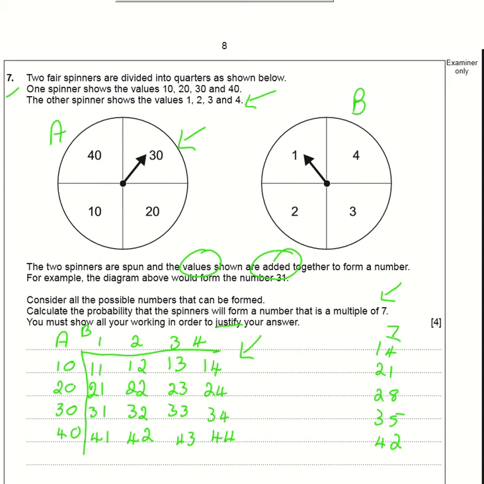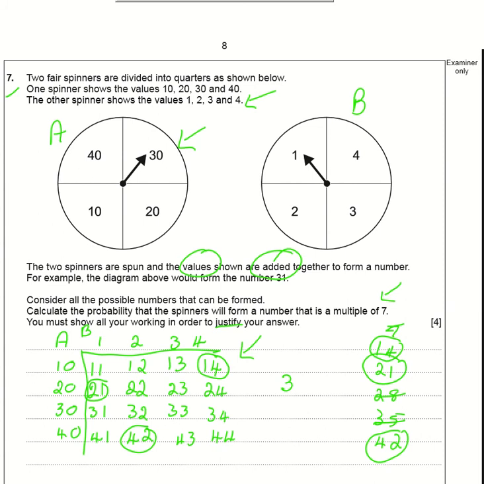Well, I can see that 14 appears in my table. I can also see that 42 appears in my table. I can also see that 21 appears in my table. Now the others don't appear in my table, so only 3 multiples of 7 appear in my table.